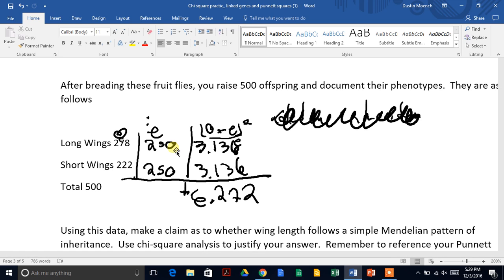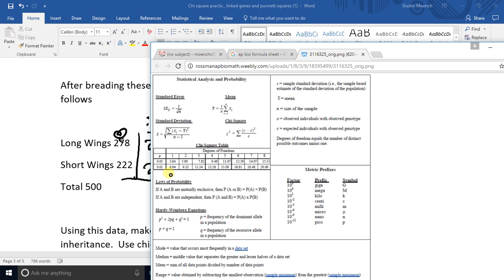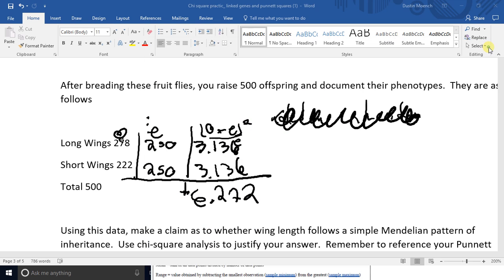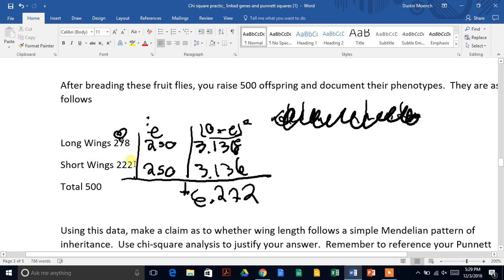There's only between a 5% and a 1% chance, for our p-values 0.05 and 0.01, that this difference between observed and expected is due to random chance. So there's between a 95 and a 99% chance that this isn't Mendelianly inherited, that something else is going on.